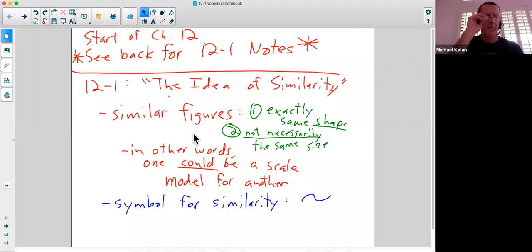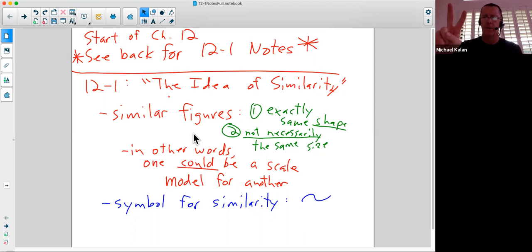But anyway, let's get going. Chapter 12. How about that? Similarity. Let me share my notes with you. I think I already gave you this filled out version. If not, just find a place to do it on the 12.1 notes. But 12.1 is the idea of similarity, and it talks about what similar figures are.